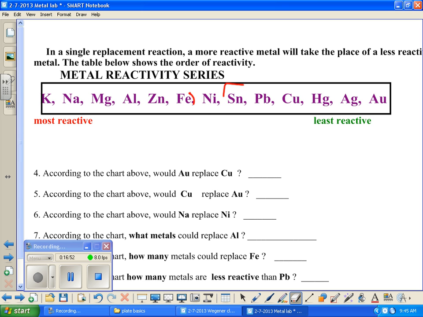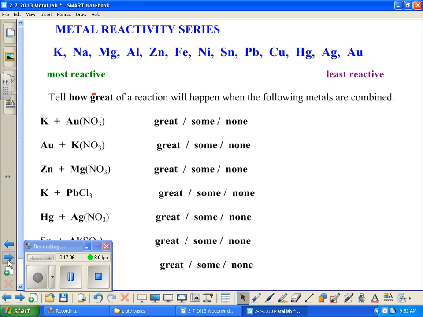With that in mind, how about we skip 2 and 3 for now, and do 4 through, what is that last number, please? 9. If you would do 4 through 9. So with that in mind, we go to the next page, and it's very similar. There's your reactivity chart again.